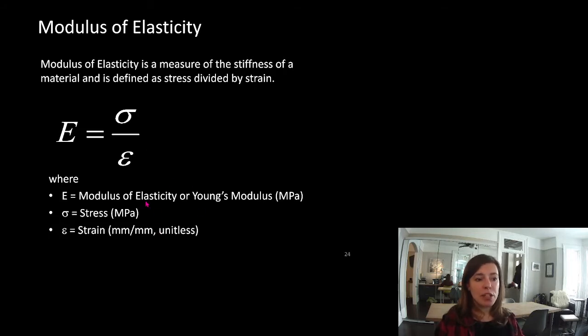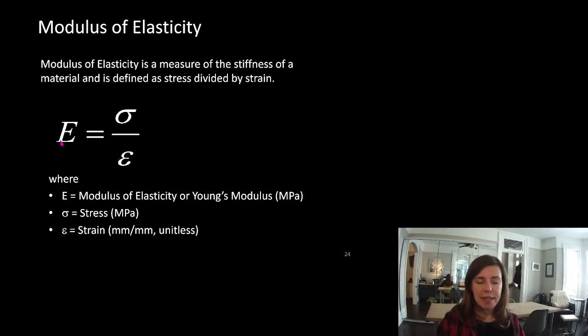So E is the modulus of elasticity. Depending on the material, we might call it the Young's modulus. We know stress is in MPa and strain is in millimeters per millimeter, or unitless. If we have MPa divided by a unitless number, that means our modulus of elasticity is also in MPa. What I love about modulus of elasticity, if we know what stress and strain are, we can start to do really cool things with it.